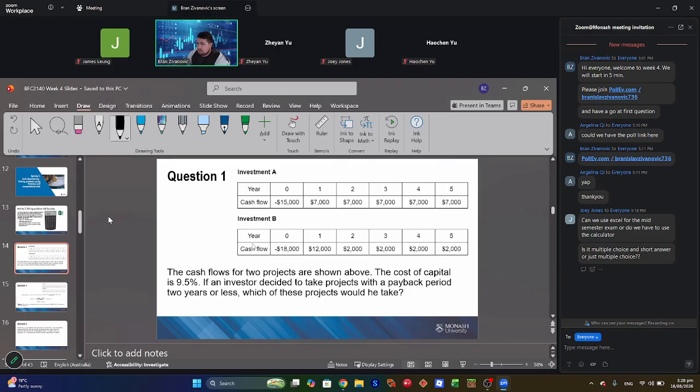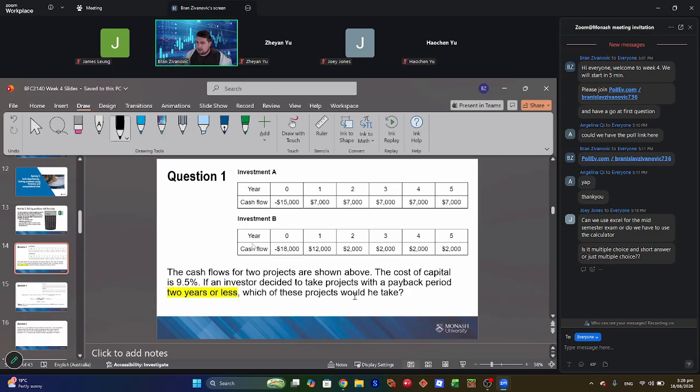All right, let's get into this one. So let's have a look at the following. The cash flows for the 2 projects are shown above. The cost of capital is 9.5%. If an investor decides to take the project with a payback period of 2 years or less, which of those would he consider? So let's think about it for a second.